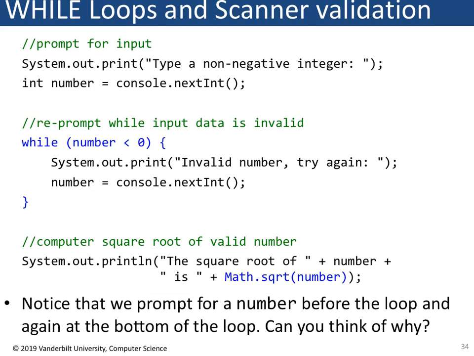So if we were not allowing imaginary numbers, performing a square root operation would be a situation where we would not allow a user to type in a negative integer. So we would need to perform this sort of data validation to ensure that the user typed in a positive integer.